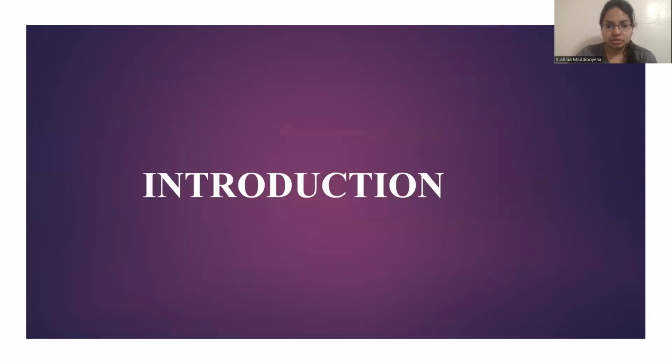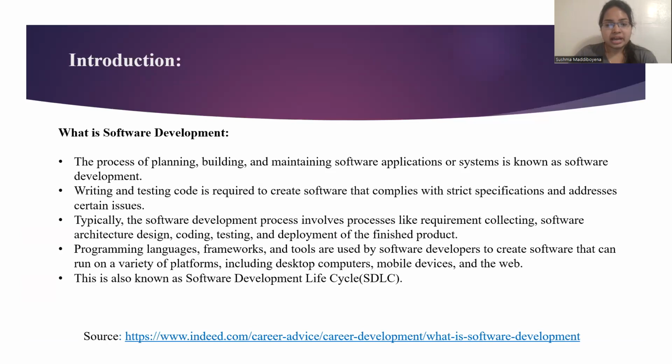The first one would be the introduction. So, what exactly is software development? Software development is a process of planning, building, and maintaining software applications or systems. Writing and testing code is required to create software that complies with strict specifications and addresses certain issues. Typically, the software development process involves requirement collecting, software architecture design, coding, testing, and deployment of the finished product. This is also known as the software development life cycle.